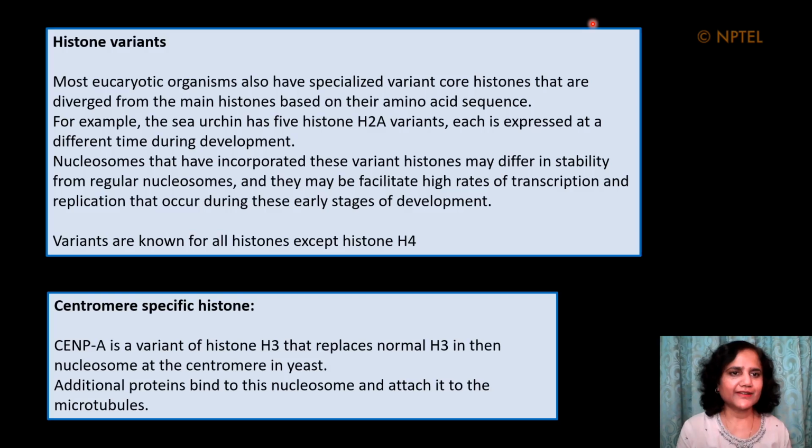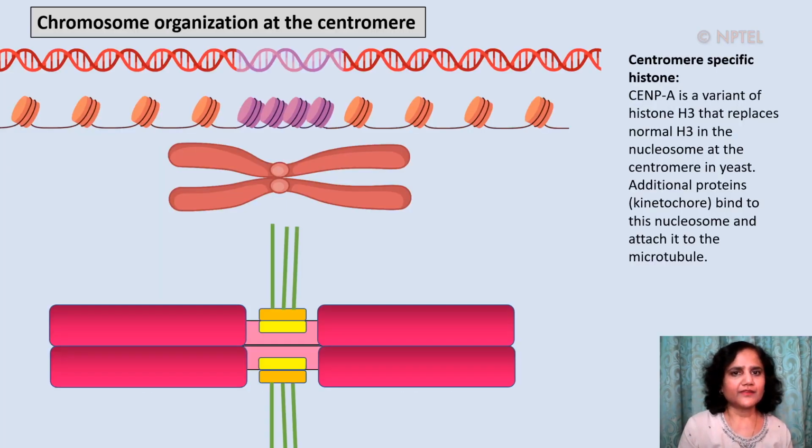Another example of an interesting histone variant is a centromere specific histone, CENP-A. CENP-A is a variant of the histone H3 that replaces the normal H3 in the nucleosome, which is formed at the centromere of budding yeast. And additional proteins of the kinetochore bind to this nucleosome and help in attaching it to the microtubule. This is represented here, and I think we have discussed it a little bit earlier also.